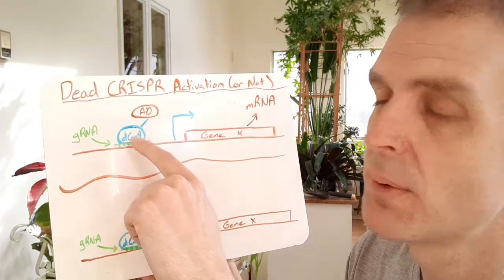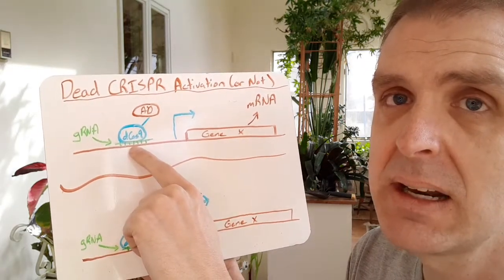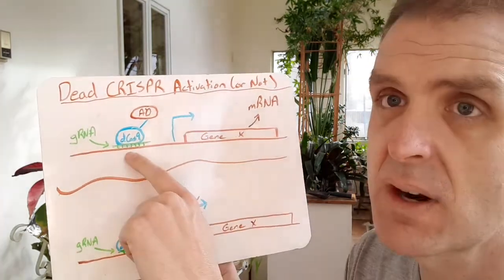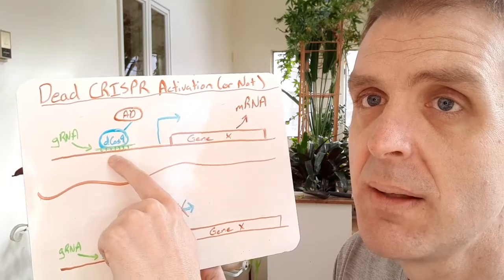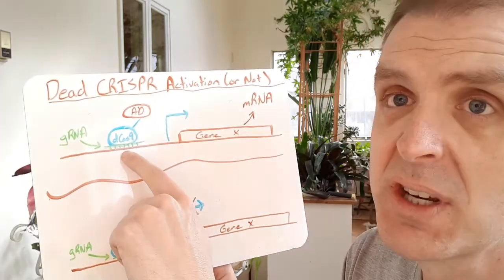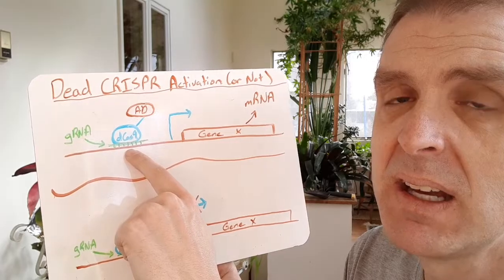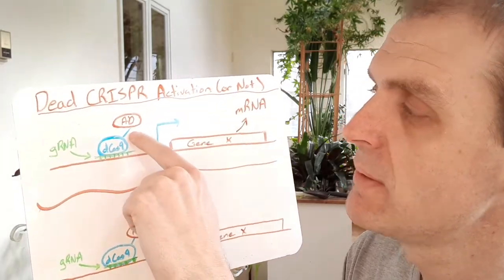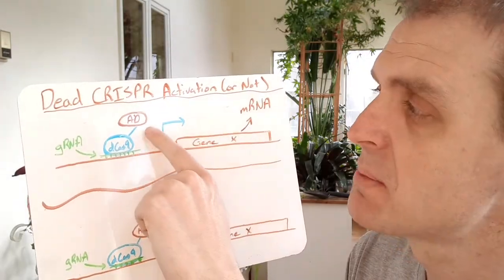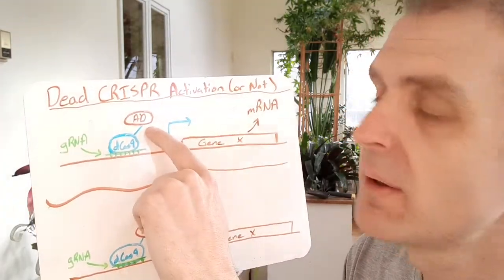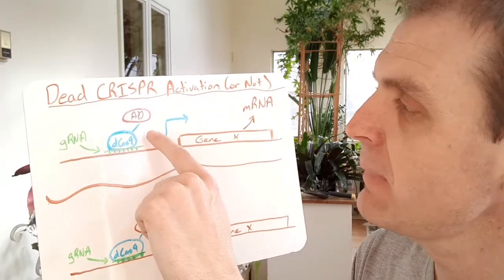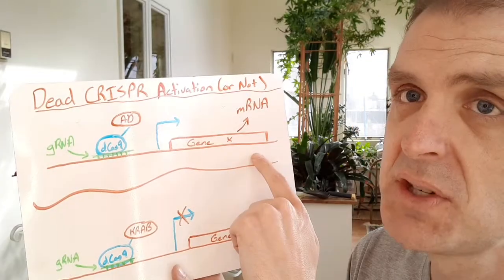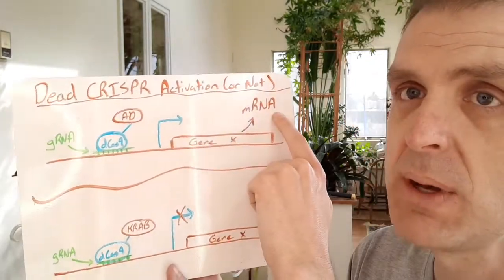So instead of having the DNA get cut when Cas9 binds to a particular spot that its guide RNA draws it to, in this case, the Cas9 will just sit there and bind and just hang out. Because we've got this Cas9 expressed as what's called a fusion protein, we've included an activation domain, and that will pull in the polymerase II, and you'll get transcription of gene X, and you get the mRNA being made.